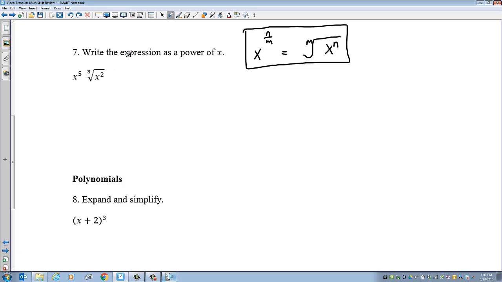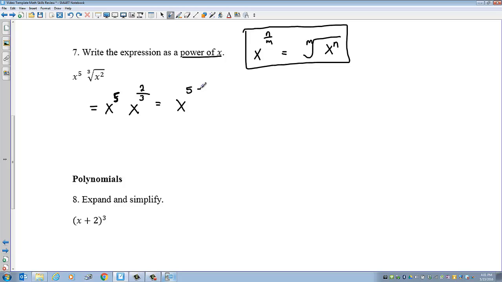What we want to do is express this expression as a power of x. So how do we do that? The idea is x to the 5th is already written as a power of x. We have x to the 5th, but we can rewrite the cube root of x squared as a power of x. So it's actually x, the good piece is the square, and then divided by, the root is the bad piece, so divided by 3. And then we can add exponents here. You have the same base, you add exponents.